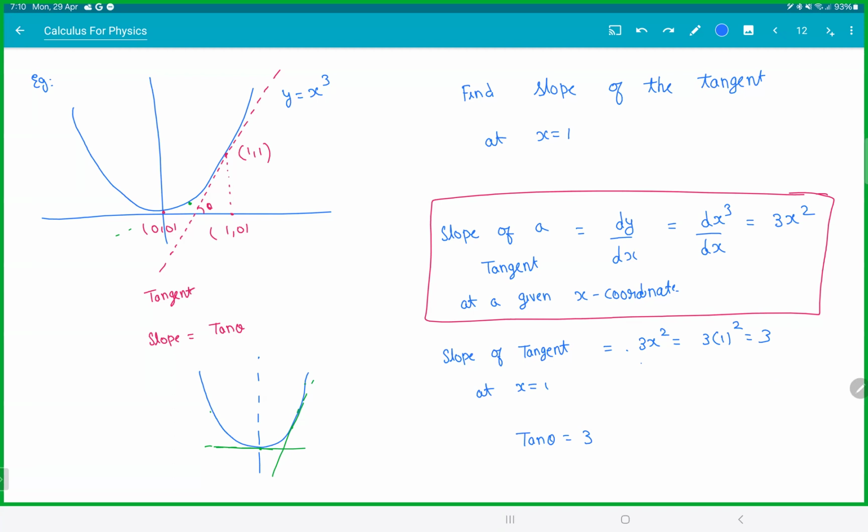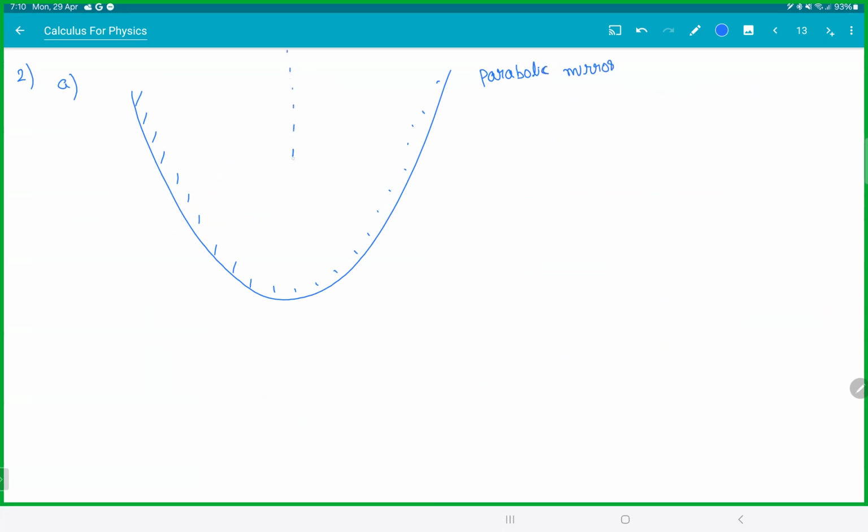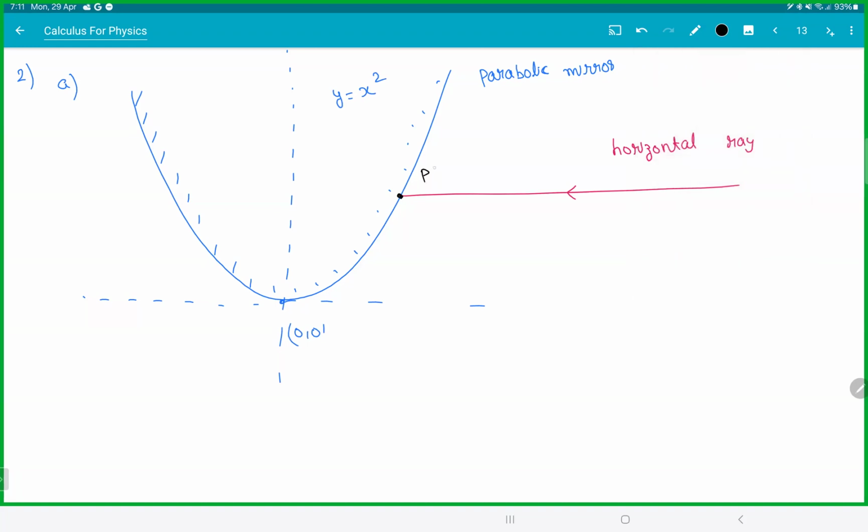Now let's say a question. Arush, focus. How will they ask this question in the exam? We got a mirror here. This is a parabolic mirror. This point is your origin 0, 0. And this mirror's equation is y is equal to x square. You send a light ray horizontally. This is a horizontal light ray. This light ray goes and hits the mirror at a point P, whose coordinates are x, y. I don't know the coordinates.